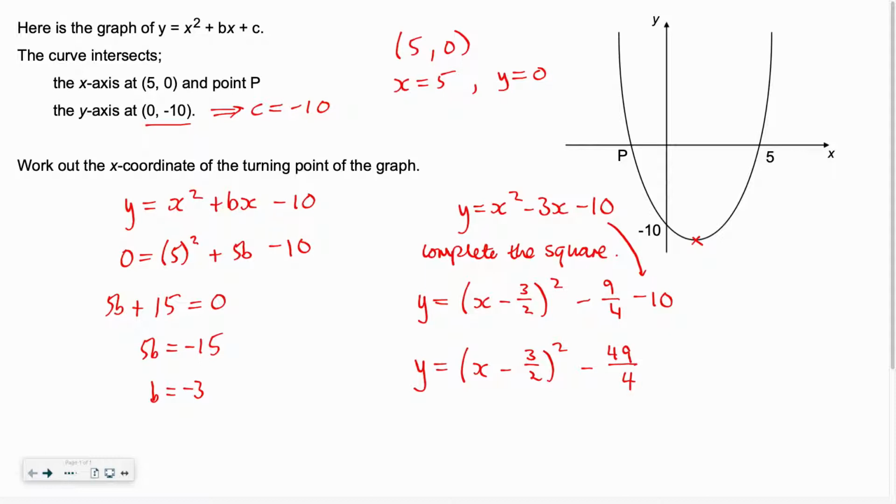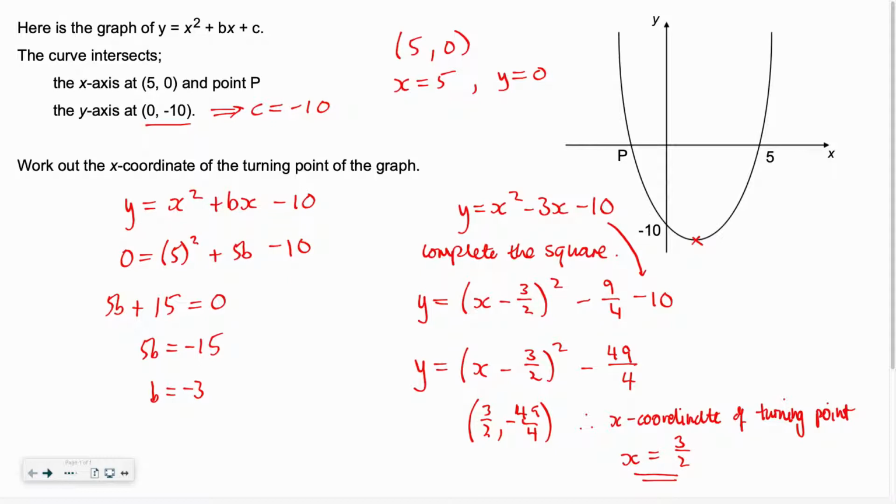Now we can get the coordinate of the turning point, that becomes (3 over 2, -49 over 4), so therefore the x-coordinate of the turning point will be what the x is here, which is 3 over 2. And that is your final answer.